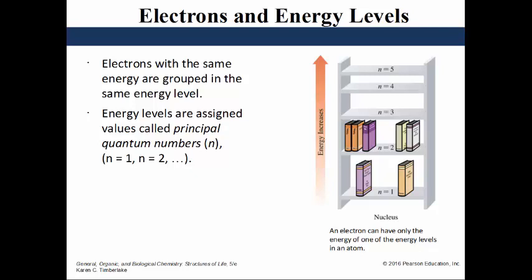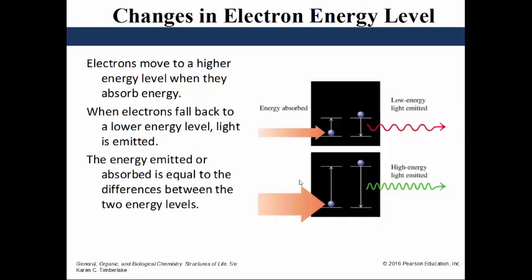So think of them as like this picture indicates, like a bookshelf. The lowest level, or N1, and the level just above that, we have a little bit more energy, N2. And more energy, you have N3, and 4, and 5, and so on. An electron can only exist in one level at a time. Now when electrons move up or move down energy levels, energy will either be absorbed or emitted.